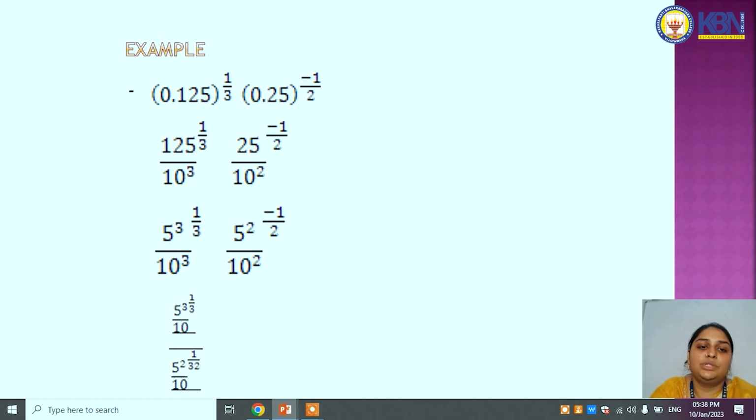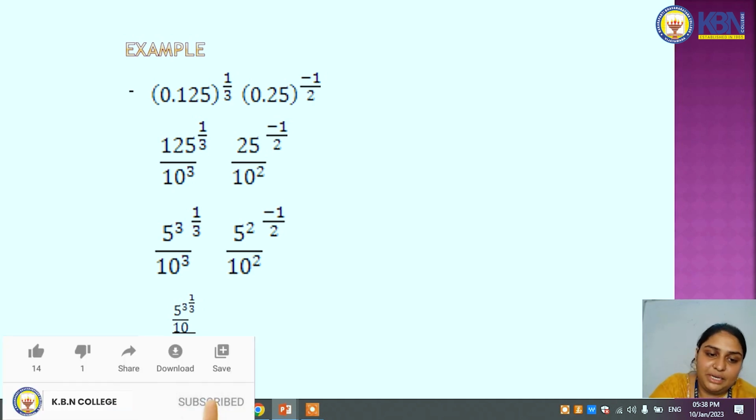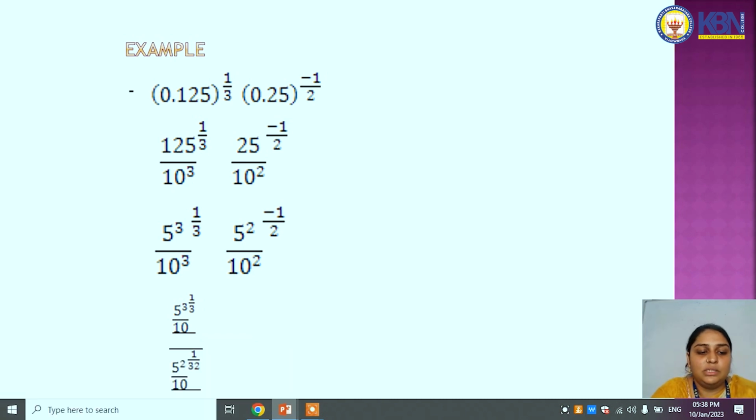Here we have 0.25, that can be written as (25/10^2)^(-1/2). Now 125 can be written as 5 cube, that is 5 fives are 25, 5 twenty-fives are 125. So 125 can be written as 5^3, and (5^3/10^3)^(1/3). Similarly, 25 can be written as 5^2 by 10^2, whole power minus 1 by 2.